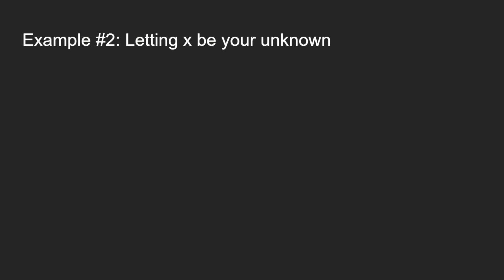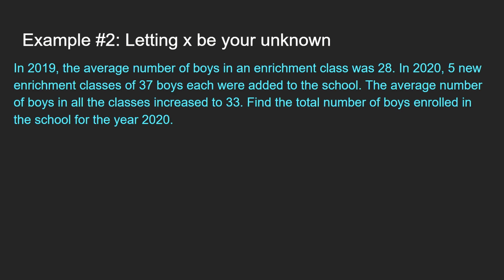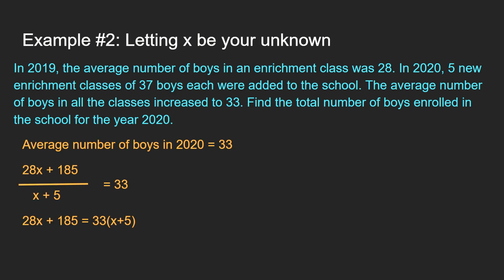So next, we can also use some simple basic knowledge to actually solve for x. Because once we solve for x, we know how many boys there are. So, the average number of boys in 2020 as stated in the question is 33. So, with that, we actually see a relationship here.